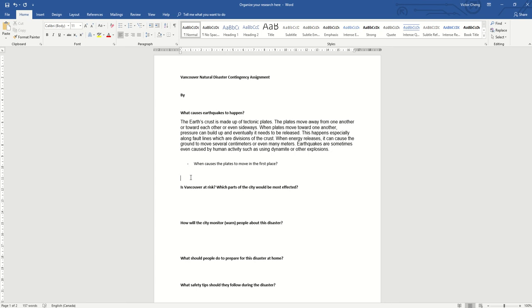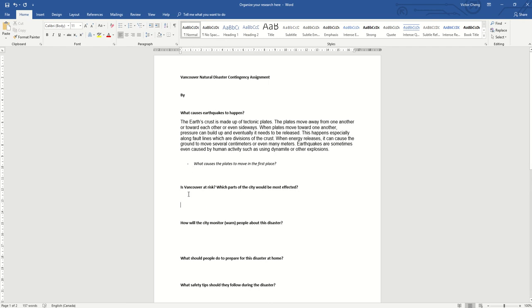But for getting a 70 or a passing grade, this would be definitely acceptable if you answered this question: what causes the plates to move in the first place? So when I do a question for myself, I like to italicize it and leave it on the bottom here. It just reminds me that if I do any other research, this would help me.